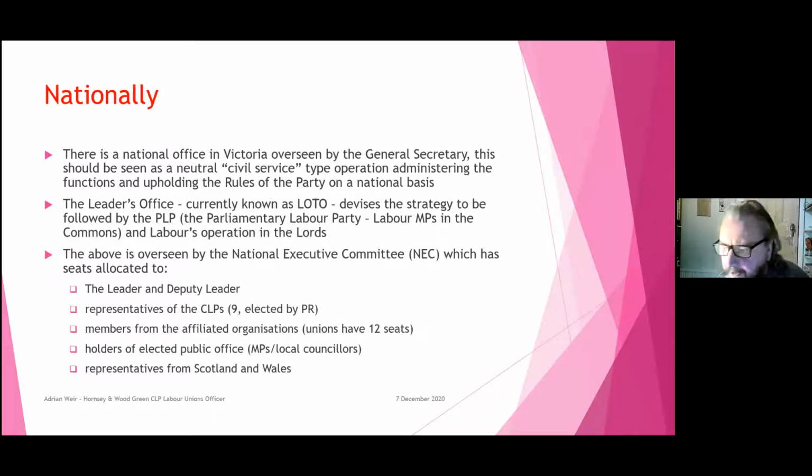And all of this is overseen by an elected committee, the National Executive Committee, which has seats allocated to a variety of sections within our party. The leader and deputy leader have seats on the NEC as of right. Representatives of the CLPs, you may have very recently voted for the CLP representation on the NEC. There are 9 seats elected by PR. There are members from the affiliated organisations. The unions have 12 seats. There are seats for holders of elected public office, MPs, local councillors, and representatives from Scotland and Wales. So there's an all-encompassing, all-embracing national executive that oversees the whole operation, to which the General Secretary particularly is accountable.